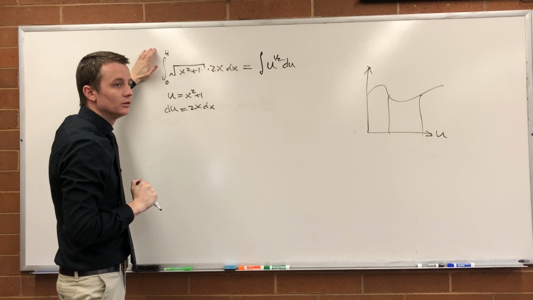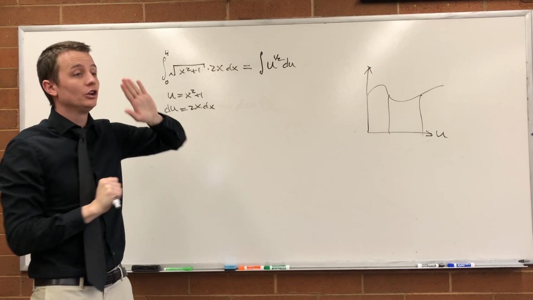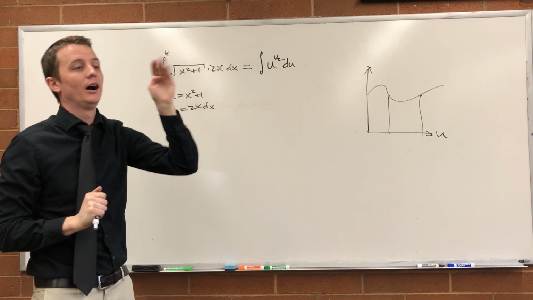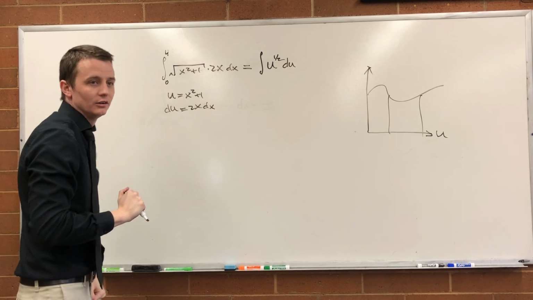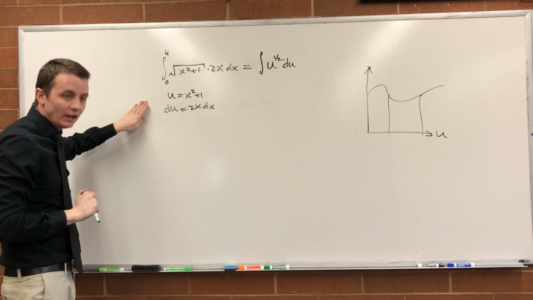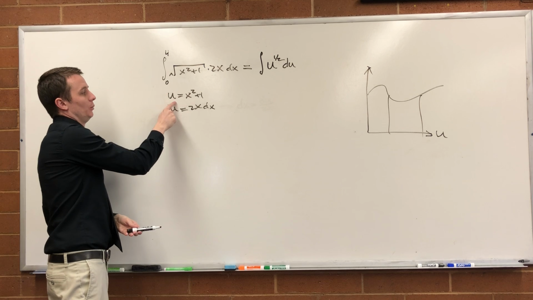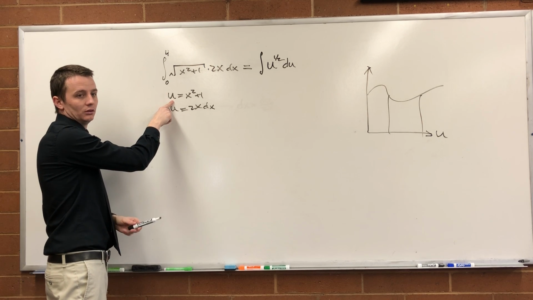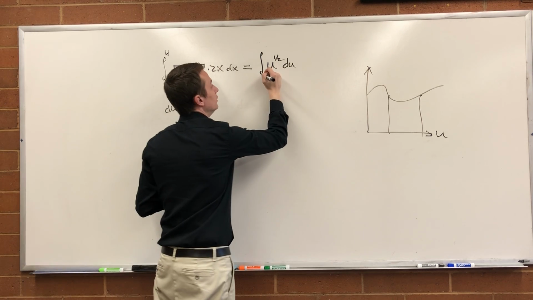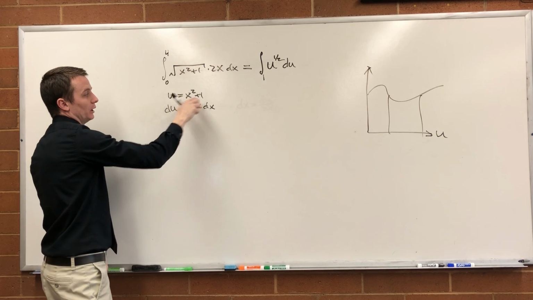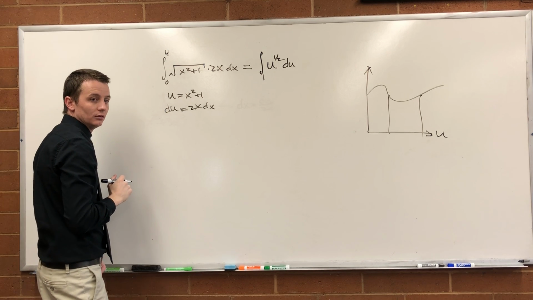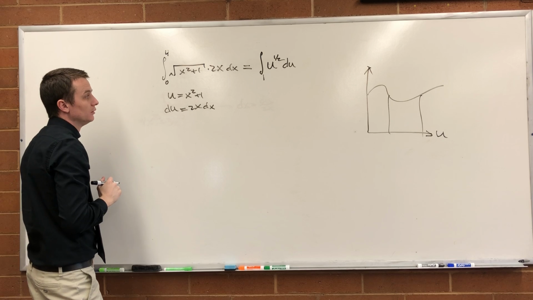Why isn't u just a placeholder? We could use u as a placeholder, and we'll see that. I'm going to do it one way, then the other way, so we'll see both. So we need to change our bounds. When x is 0, what is u? 1. When x is 4, what is u? 17.